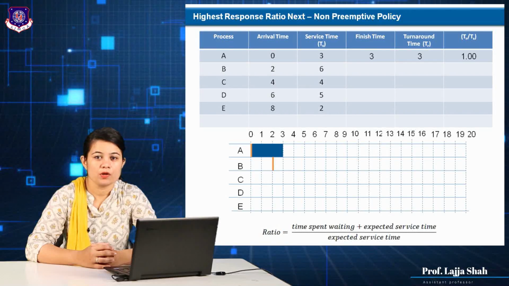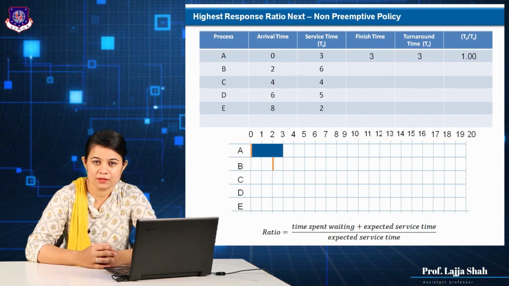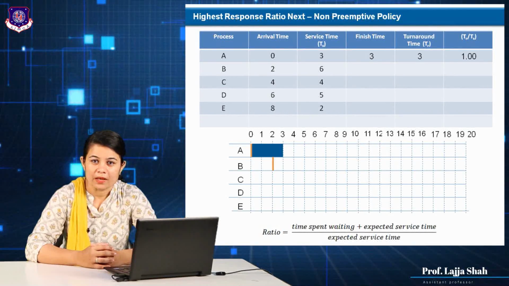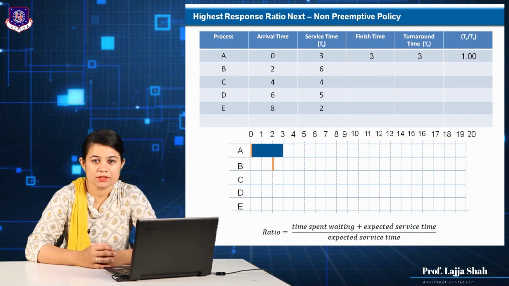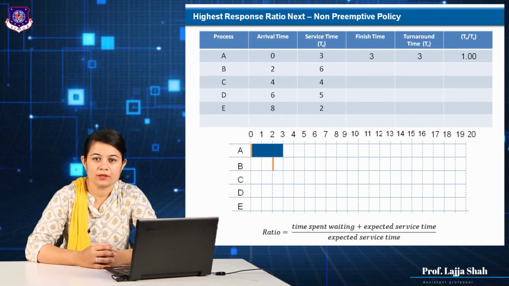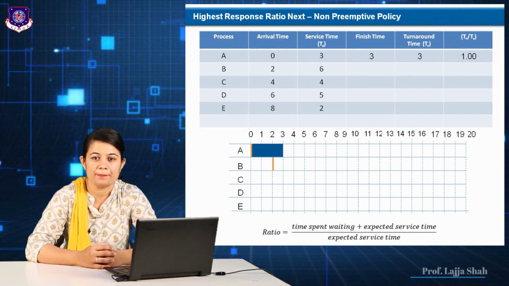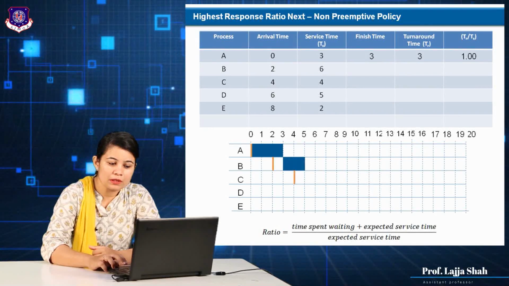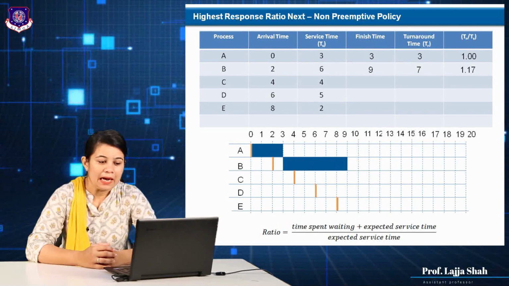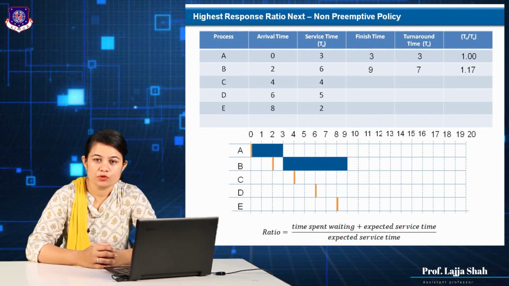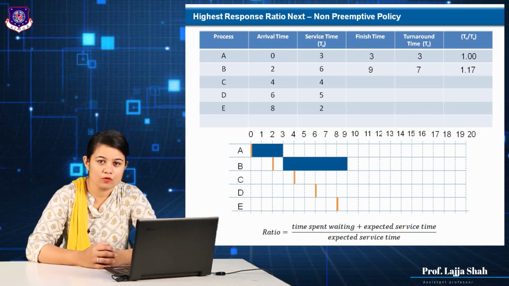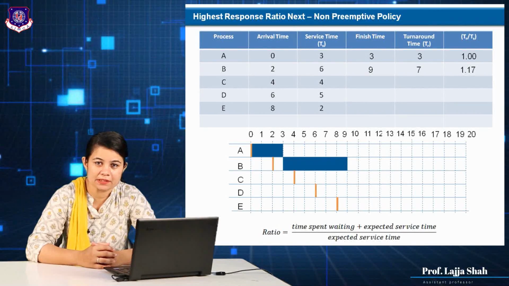After the 3 seconds, process B has already arrived in the system. But again, process A has already completed and there is only one process in the system, that is process B. So again, there is no need to calculate a ratio value for process B. Process B will be executed for 6 seconds. After the 6 seconds, again we'll be putting values of completion of process B in the table, as we have already put values of process A in the table.